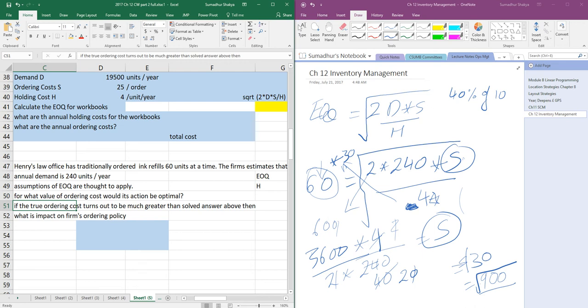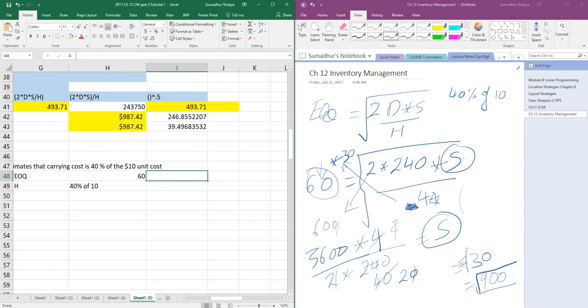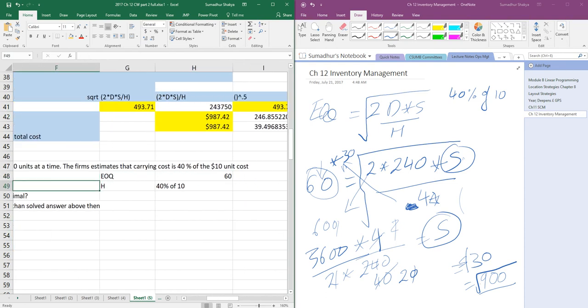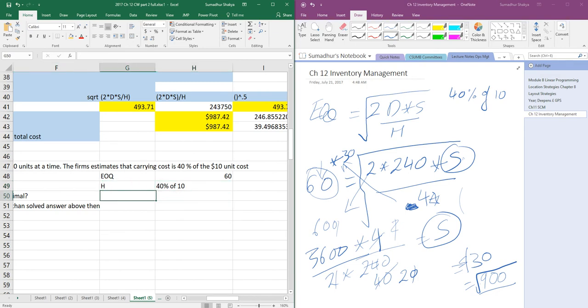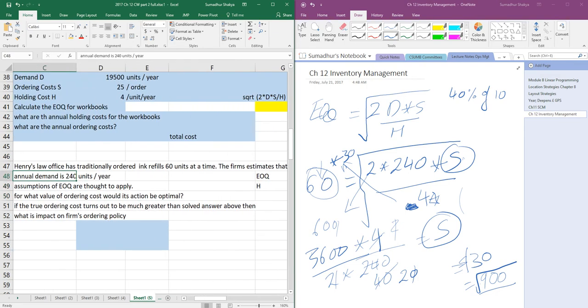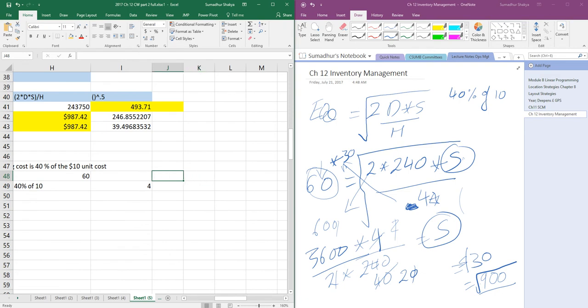So let us calculate this here. EOQ is given to us as 60. The holding cost is 40% of $10, so 0.4 times $10. That's your H, and your annual demand is 240.